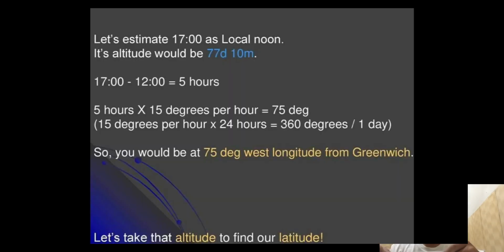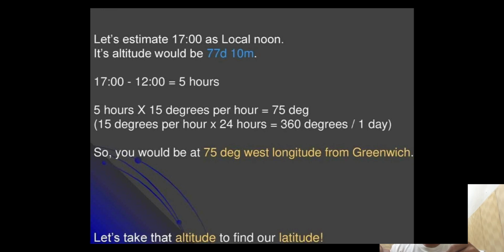So I have a given example. Let's estimate 1700 as local noon. Its altitude will be 77 degrees 10 minutes. 1700 minus 1200 is equal to 5 hours. 5 hours times 15 degrees per hour equals 75 degrees.